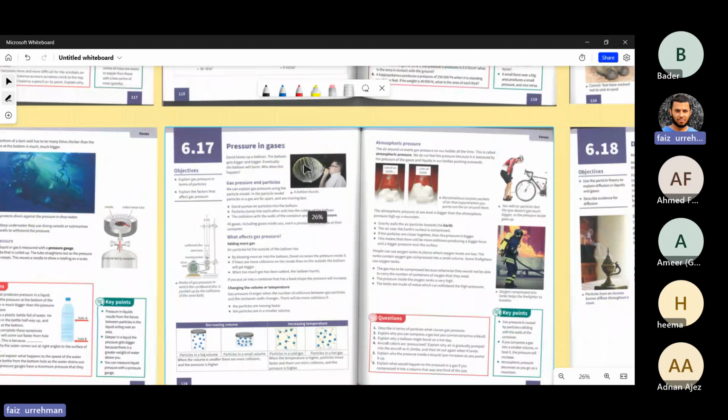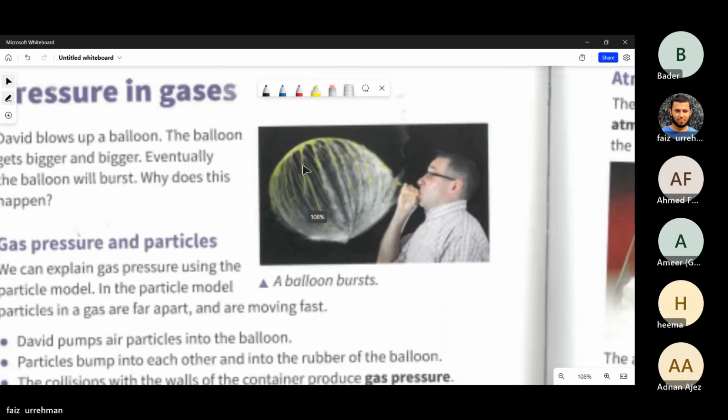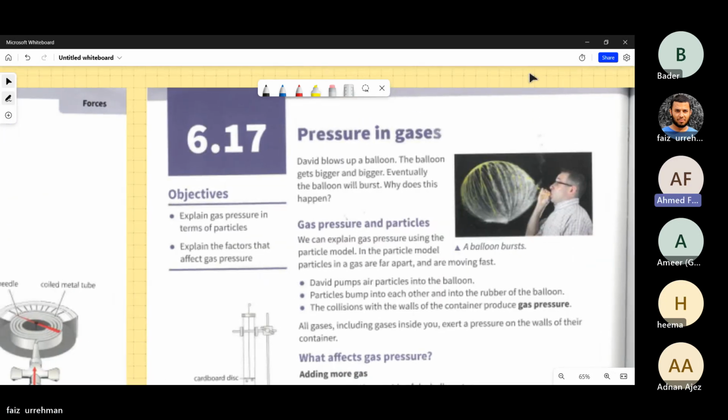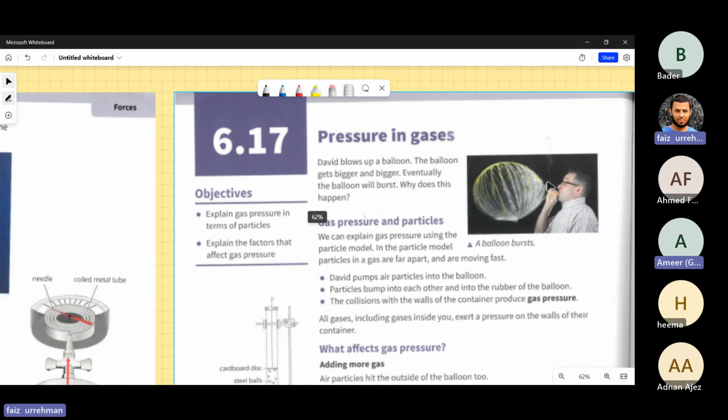What is this guy doing? He's blowing up a balloon for a party. A balloon burst. And this photo is taken from a very high-speed camera. And as soon as the balloon is bursting, the photo is taken. No, before it even burst, he recorded also the air particles. Yes, very, very amazing photo this is.